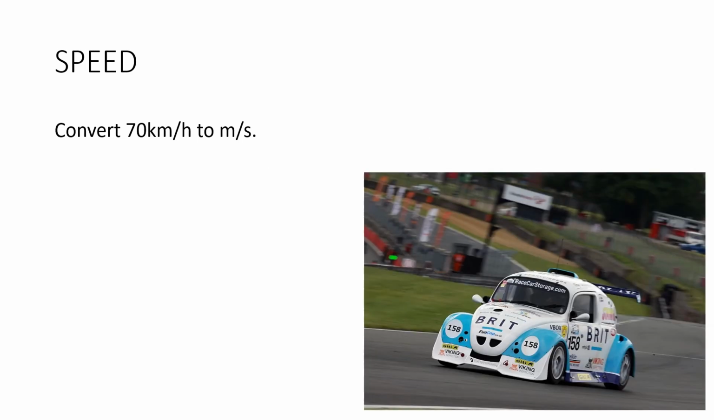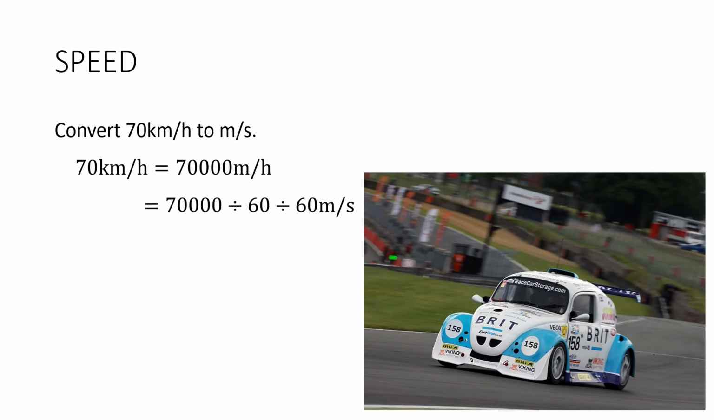Now speed conversions are a really common question with rates. Let's convert 70 kilometres per hour to metres per second. We've actually got 3 conversions to do here. Kilometres into metres, hours into minutes, and then into seconds. Let's start with the kilometres into metres. 70 kilometres is the same as 70,000 metres. Now we need to convert hours into minutes and then into seconds. Both of those conversions are 60, and we need to divide. So 70,000 divided by 60 gives us 19.4 metres per second.